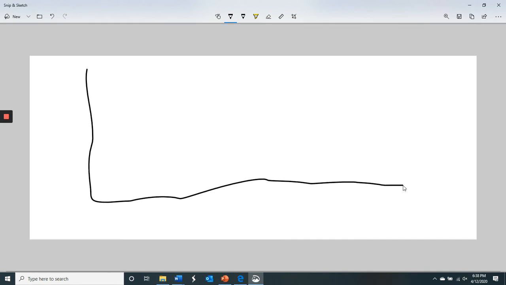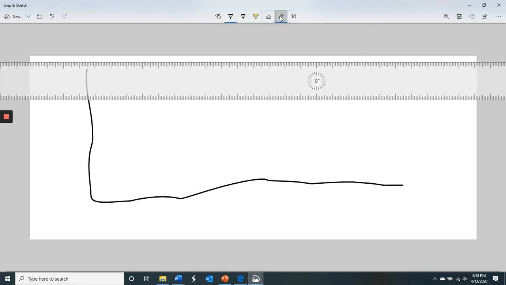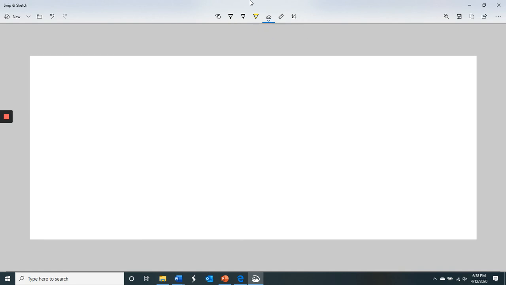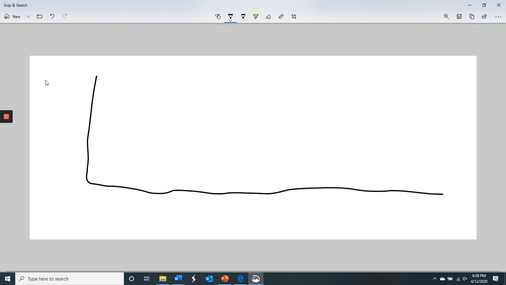Making slightly different decisions. Sorry about that little, maybe I'll erase that. Oh, that's a ruler I don't like. Oh, erase the whole thing. That's okay. Start over. That's the thing of having this little mouse pad.